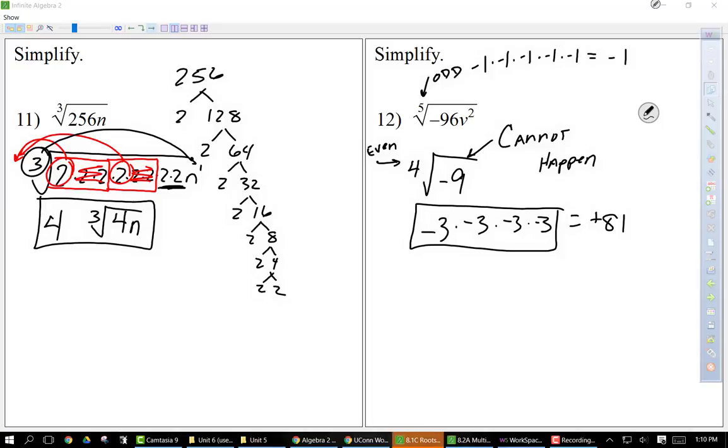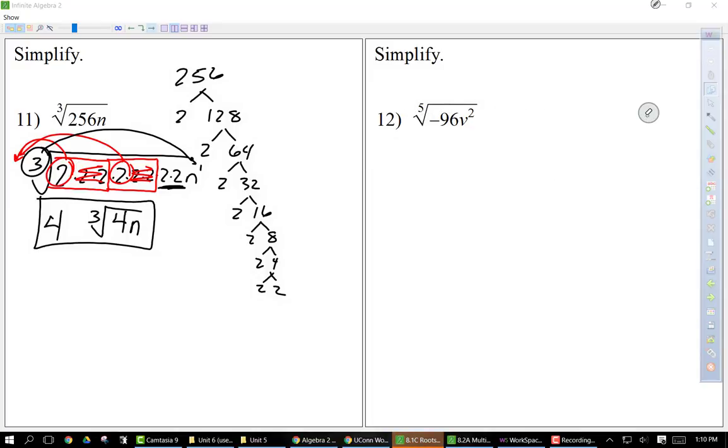So negative 3 times negative 3 times negative 3, five times, you get a negative number, okay? So with an odd root, you can get a negative inside. It is okay. It's not a bad thing. Your calculator would even calculate it as well, okay? With an even root, that's not going to happen.